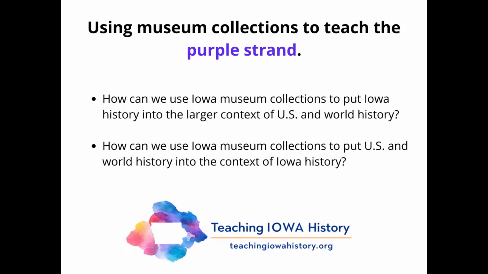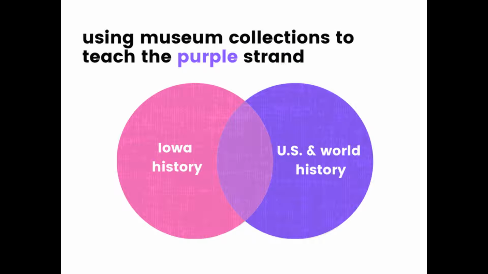In an effort to make teaching social studies less abstract and more relevant, we look to using museum collections to teach to the Purple Strand. This includes asking questions like, how can we use Iowa Museum collections to put Iowa history into the larger context of US and world history? Or phrased another way, how can we use Iowa Museum collections to put US and world history into the context of Iowa history? This slight shift in focus and perspective allows us to move from a broad national and global history to looking through a local history lens, focusing on Iowa to tell these larger, broader stories.